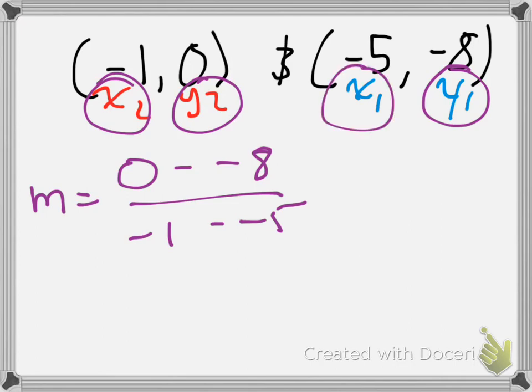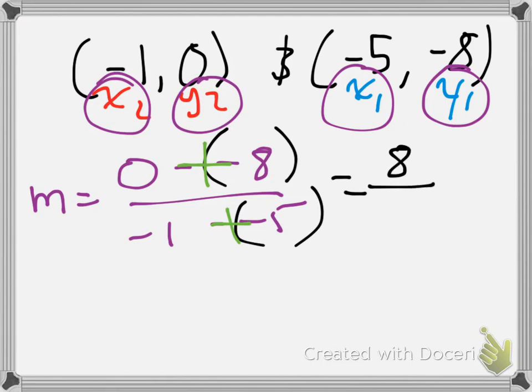Now, you'll notice that you see these minus signs. You want to substitute with parentheses just to help you out with that. But whenever you do see a negative, minus, or a subtract a negative, you're adding the opposite, so this turns into addition. And that's always going to hold true. So we will do the math, simplify, we get 0 plus 8 is 8, over negative 1 plus 5 is positive 4, and our slope reduces to a nice positive 2.